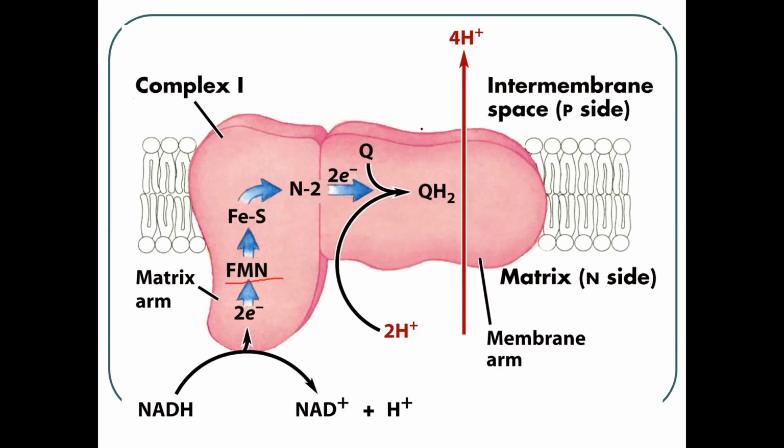The delta E/0 for the transfer of electrons through this complex to ubiquinol is 0.42 volts. That gives a delta G/0 of minus 19 kilocalories per mole of electrons transferred. This makes transfer of electrons through this complex quite exergonic.